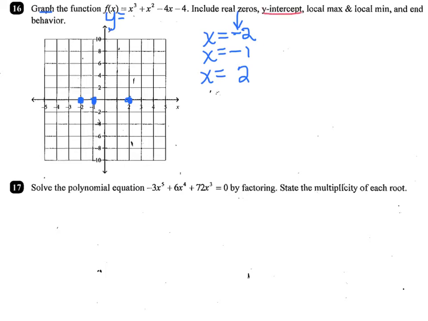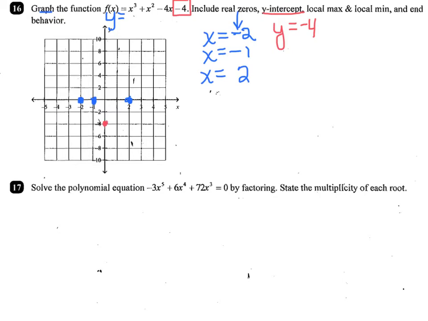Next, we need the y-intercept. That's the constant term. So the number with no letter. In this case, the y-intercept is negative 4. If you didn't have a term with no letter, then it would be 0, and your y-intercept would be 0. So we'll put a dot down there at negative 4.